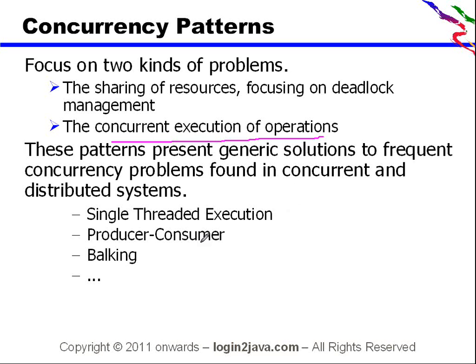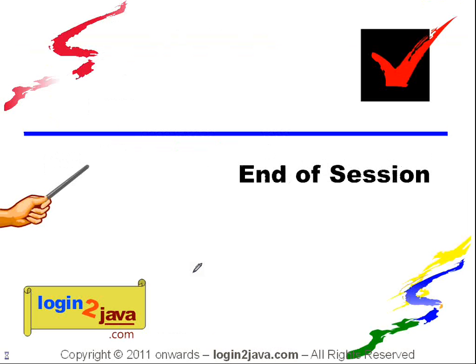Single-threaded execution, producer-consumer, balking, and some other available patterns for multi-threaded environments. You can classify them as concurrency patterns. So this is a brief introduction to design patterns. Now we will start with the Singleton pattern.